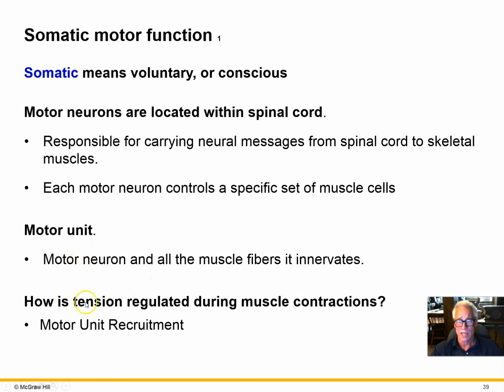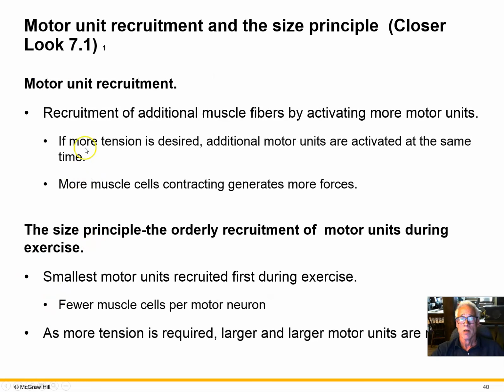So how do we regulate tension during muscle contractions? It has to do with activation of motor units. Right? You know that you can do a gentle contraction with a muscle or a vigorous contraction with the same muscle. How do we do that? It's done by motor unit recruitment. We start out activating a few small motor units. In other words, motor neurons with just a few muscle cells that they innervate.